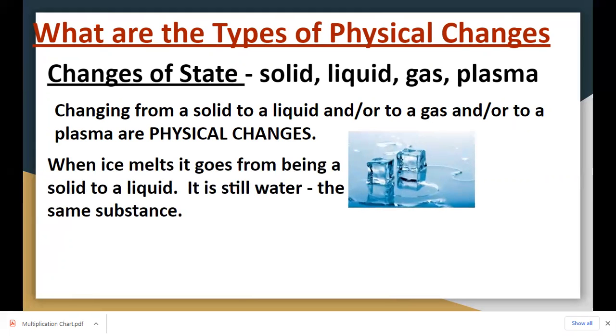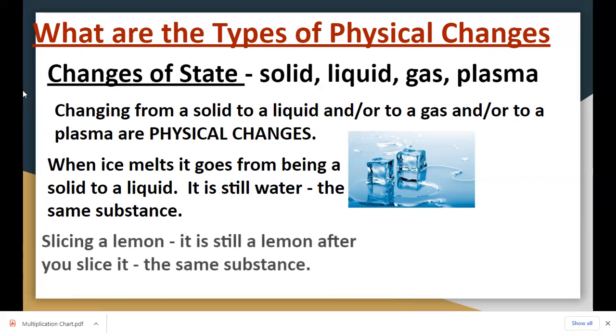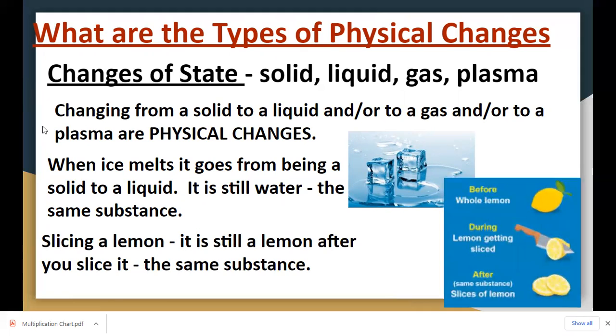When ice melts, it goes from being a solid to a liquid. It is still water, the same substance. It has not changed what's inside of it. It's still water. It's still H2O, 2 atoms of hydrogen, 1 atom of oxygen. Slicing a lemon. It is still a lemon after you slice it. It's the same substance, right? It's still the same lemon. It's just smaller pieces. So changes of state are physical changes.